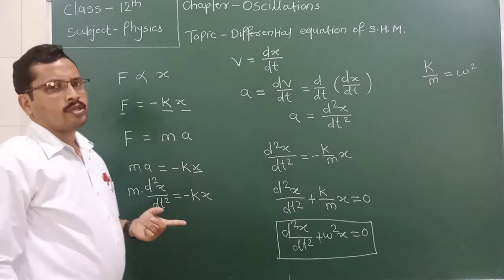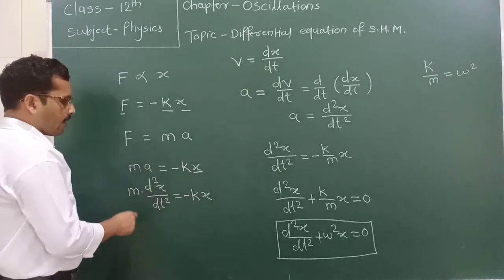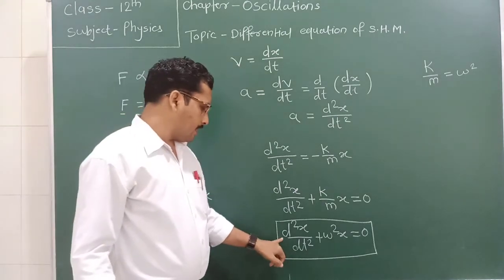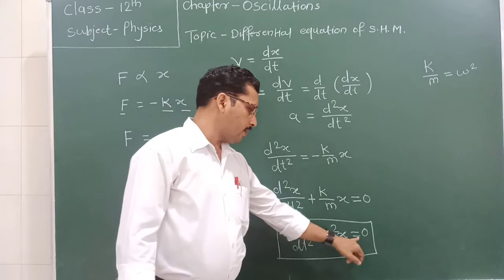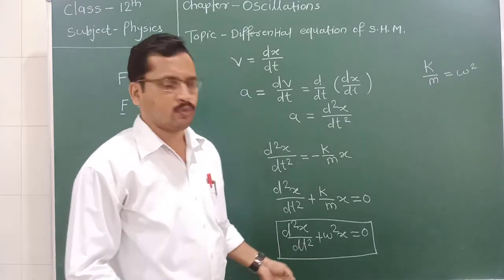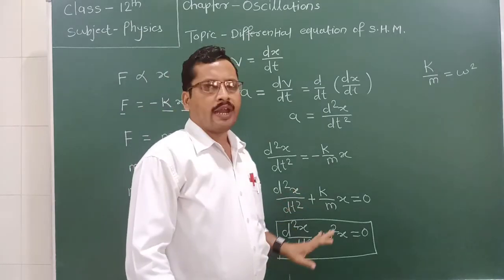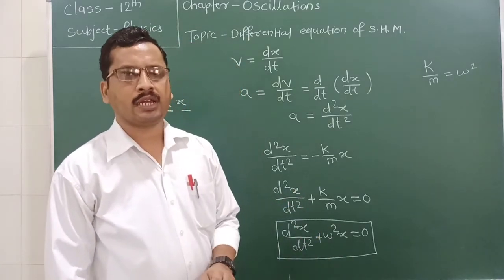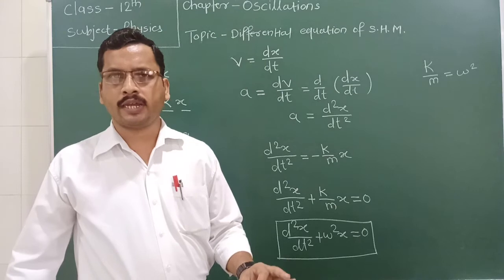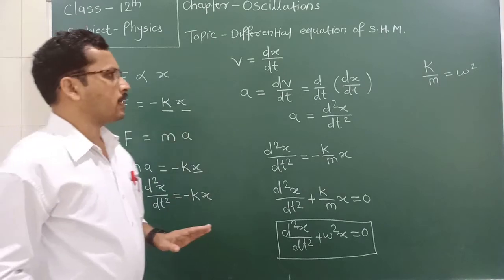We also know that from Newton's second law, force is equal to mass multiplied by acceleration. Therefore F is equal to ma. By equating and simplifying this equation, we reach d2x by dt square plus omega square x equal to 0. This is the differential equation of the simple harmonic motion. By using this equation, we can derive the relation for the acceleration, the velocity, and the displacement of the particle or object at a given time.